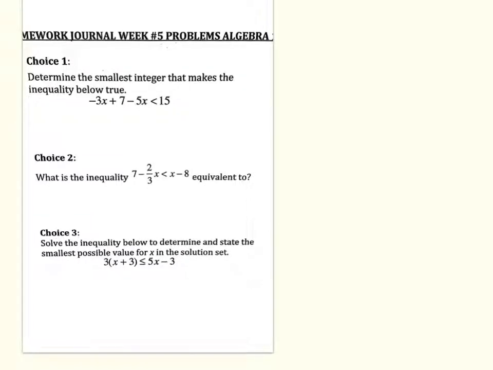Okay, so here we go with choice 1. It says, determine the smallest integer that makes this inequality below true. So I'm going to write it out over here. Minus 5x less than 15. First thing I'm going to do is get rid of my 7, which means that I need to add it to both sides.